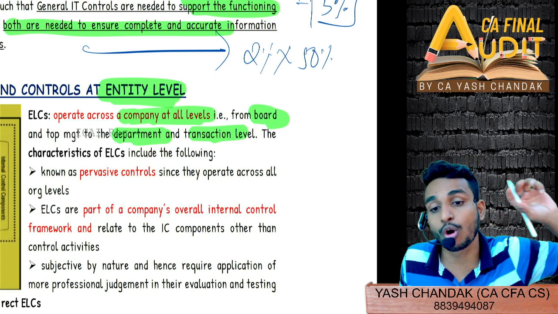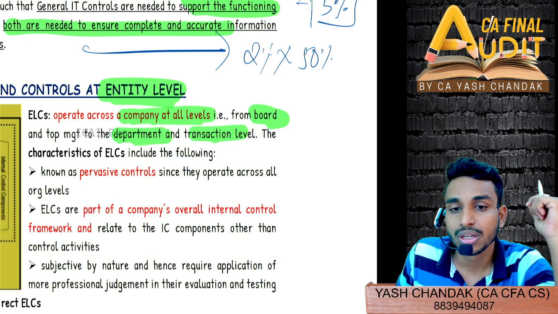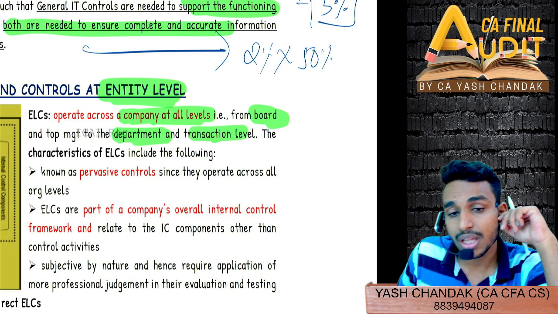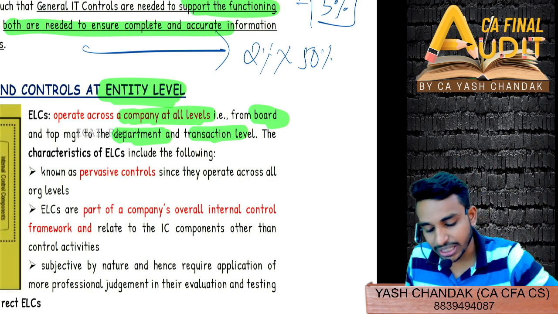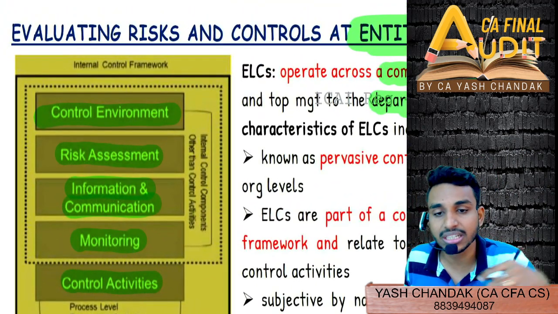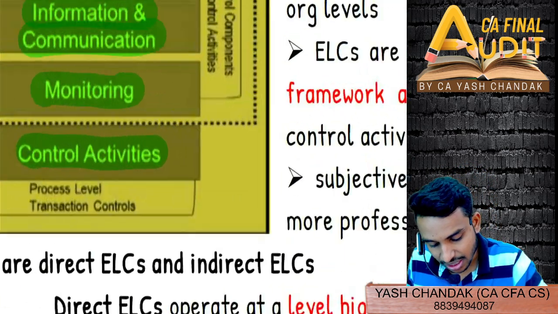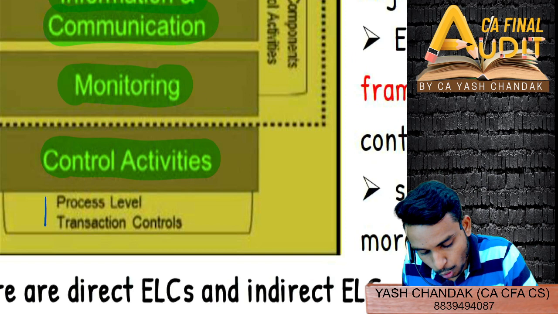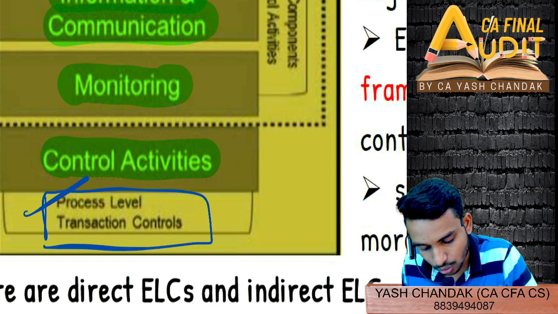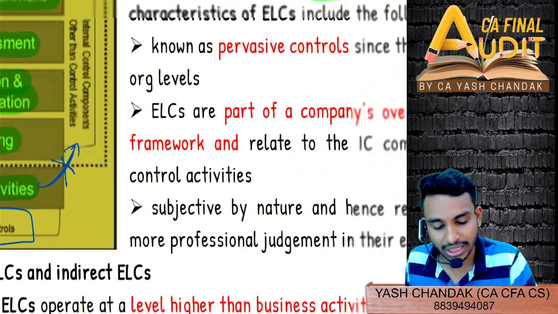What we saw in control, SAW DRIP. Do you remember SAW DRIP? Segregation of duty, performance review, information system. So that is why control activity will fall outside. Out of all the internal control framework, entire 5 components, control activity is the one component which is more or less relating to process level controls or transaction level controls. It will not fall in entity level controls.